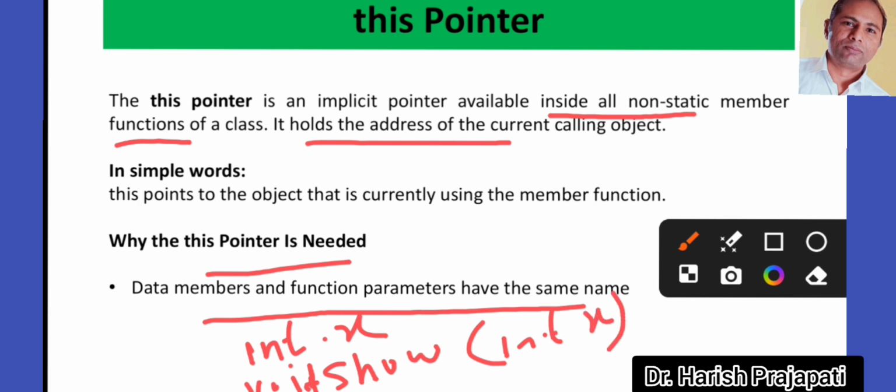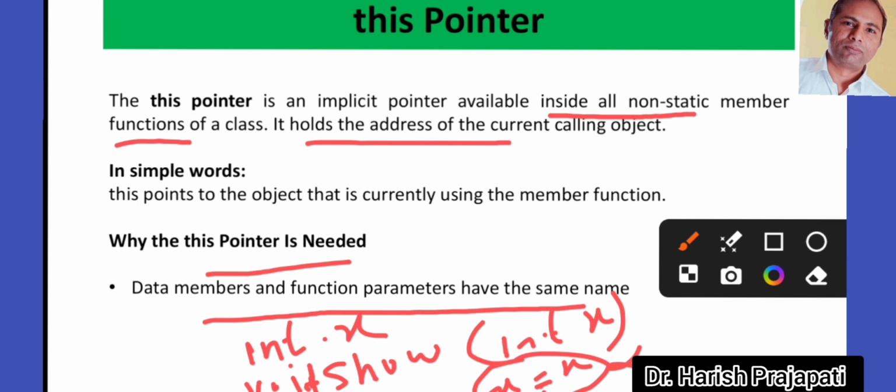Then if we want to assign this value x, we cannot write x is equal to x. Since we want to give this value to this parameter, writing x is equal to x is wrong. So to remove this ambiguity, the this pointer comes into the picture.